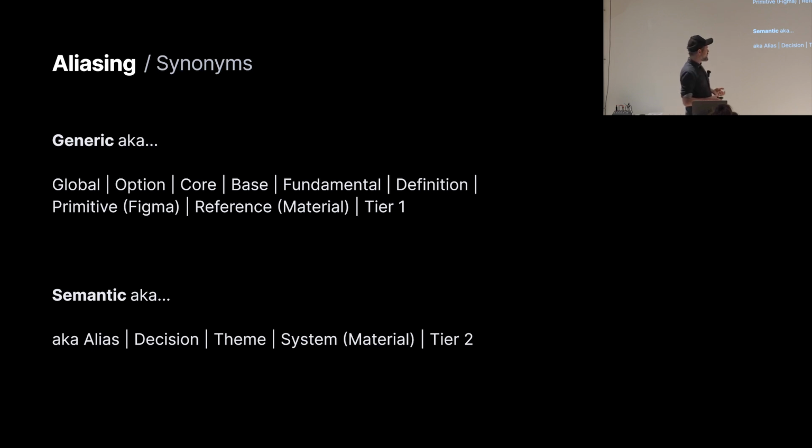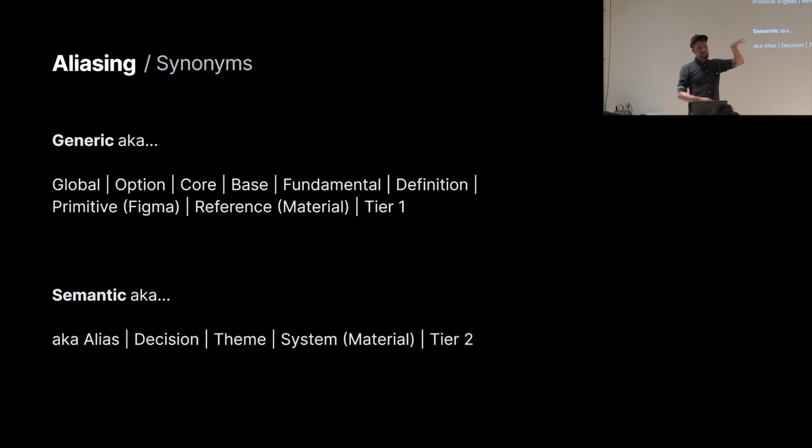Okay, and the most confusing thing here is when I say generic token and semantic token, these names, no one agreed on these names. So actually there are many synonyms. So a generic token sometimes is called global token, option token, core token, base token, fundamental token, definition token, primitives in Figma, reference token, as Google Material calls them, and Brad Frost says tier 1 token. The semantic token, I think this is almost a common term, but also you will find alias token, decision token, theme token, system token, and tier 2 token. So that makes it a little bit complicated.